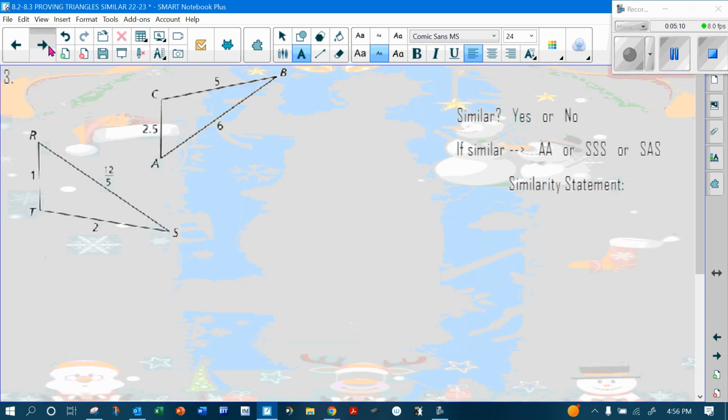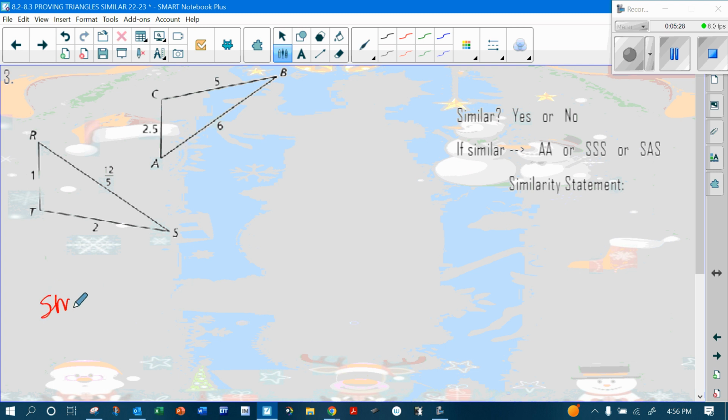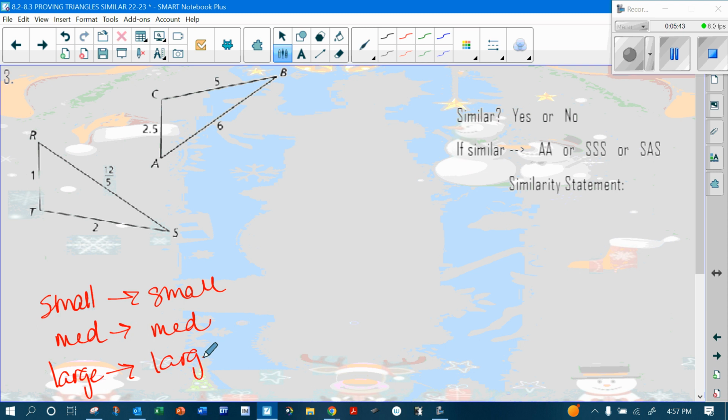All right, number 3. Are these two similar? Now this time we're going to check the sides. So what I need to figure out first is the 1, the 2, and the 3. The way you're going to do it is the small goes with the small. So look for the small number that goes with the small number, and then the medium number will go with the medium number, and the large number will pair with the large number. That is how you will have to set it up. You have to check all 3.